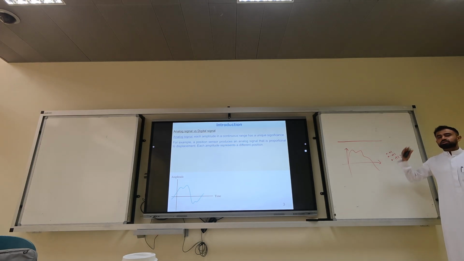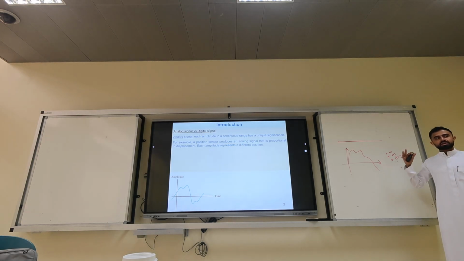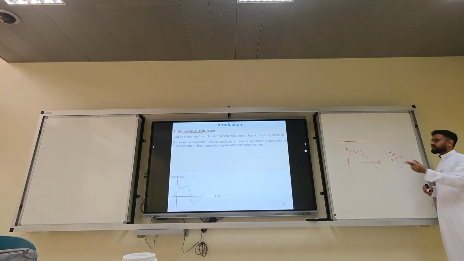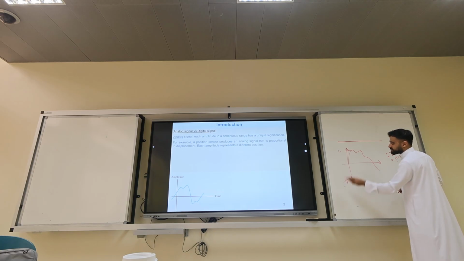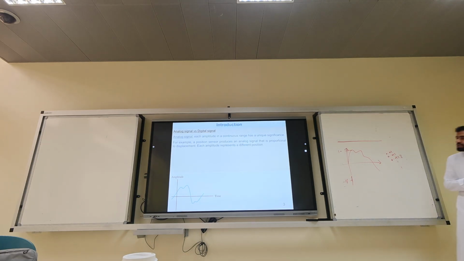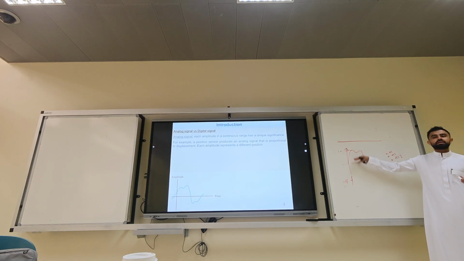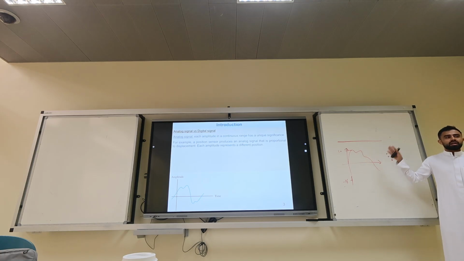So you cannot store all the possibilities. The only thing you can store is maybe the range. The range could be from 10 to minus 15, something like that. But between 10 and minus 15 there is an infinite number of values. That is the analog signal.